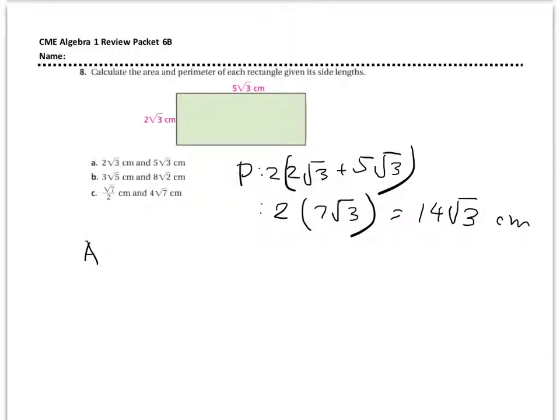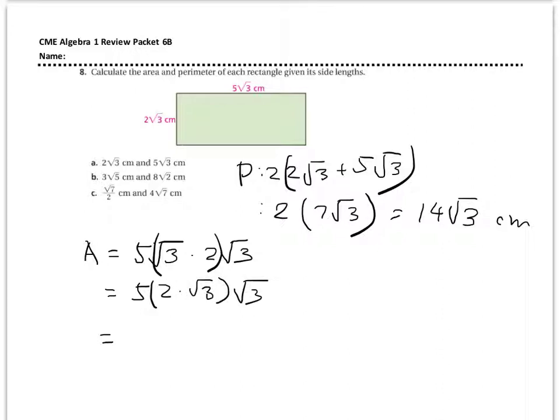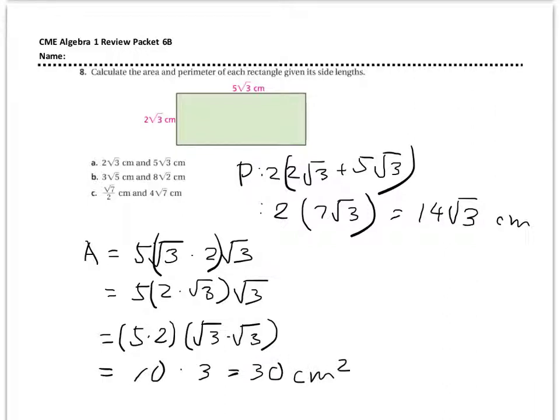And then the area will be, you multiply the base, which is right here, the same length as 5 square root of 3. So area will be 5 square root of 3 times the height, which is 2 square root of 3. So we can rearrange that here, so that we'll have 5 times 2 times square root of 3 times square root of 3, and using the associative property we can do this. Therefore it's 10 times 3, that's 30 square centimeters.